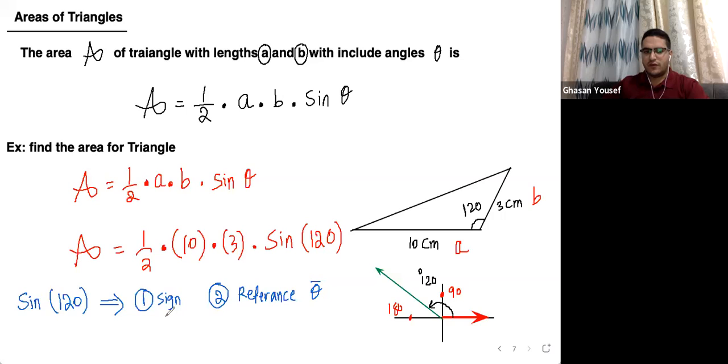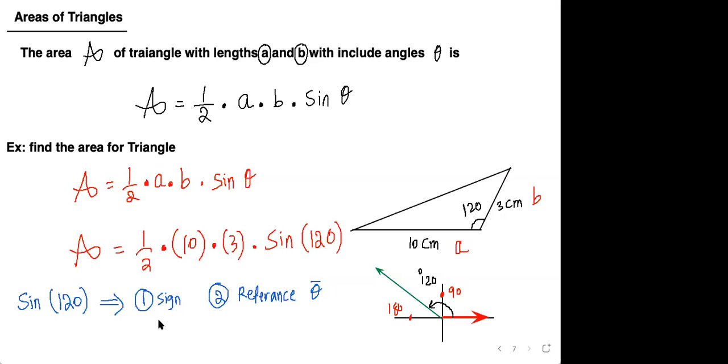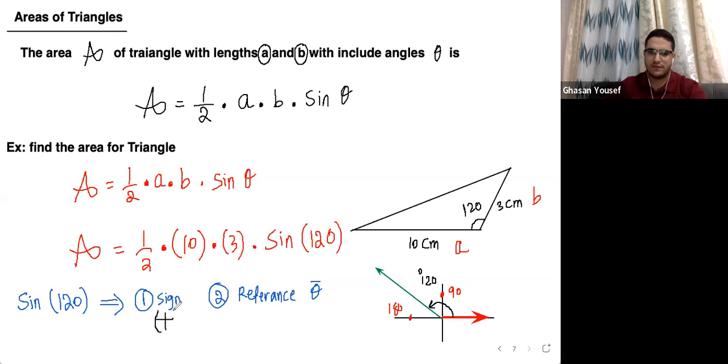So first of all, what's the sign of the sine function in the second quadrant? Positive, correct. So it will be positive. Second question, what's the reference angle of 120? The reference angle is the acute angle between the terminal side and the x-axis. The x-axis is here. So this is my reference angle.